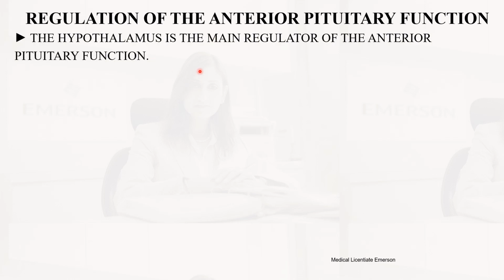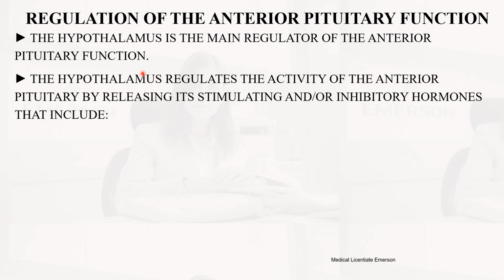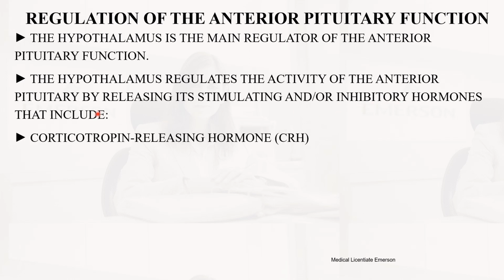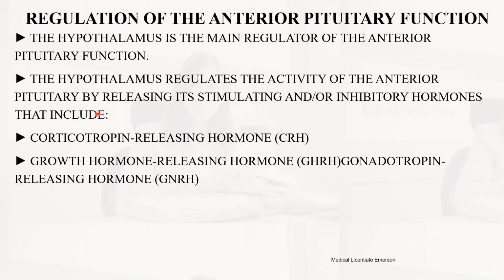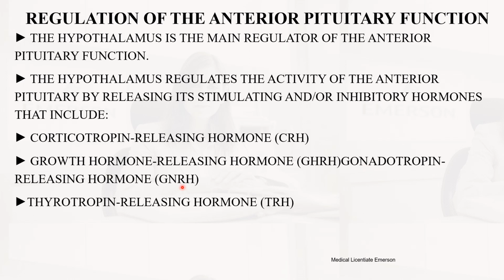So the hypothalamus is the main regulator of the anterior pituitary function. Then the hypothalamus regulates the activity of the anterior pituitary by releasing its stimulating and or inhibiting hormones that include corticotropin releasing hormone. We have the growth hormone releasing hormone. We also have gonadotropin releasing hormone as well. Okay, then the other hormones, we have thyrotropin releasing hormone.